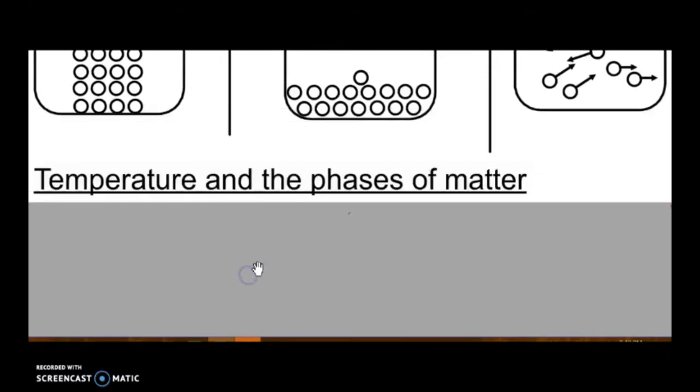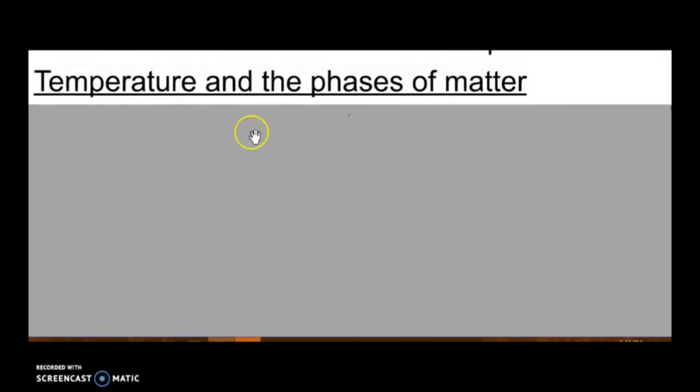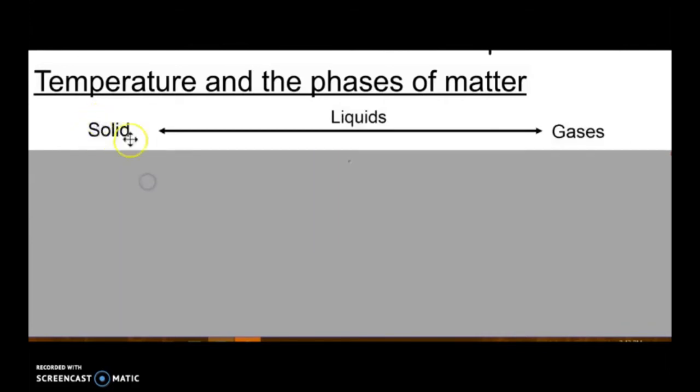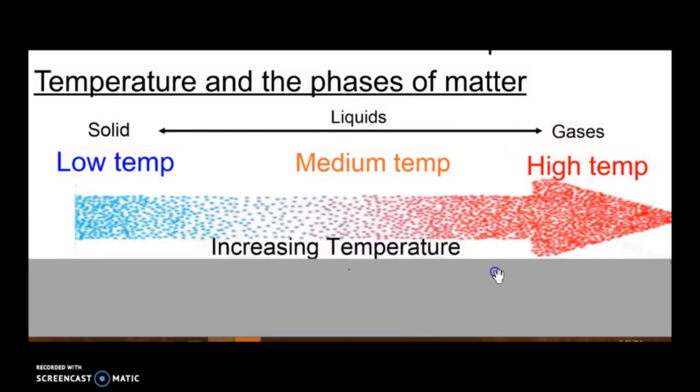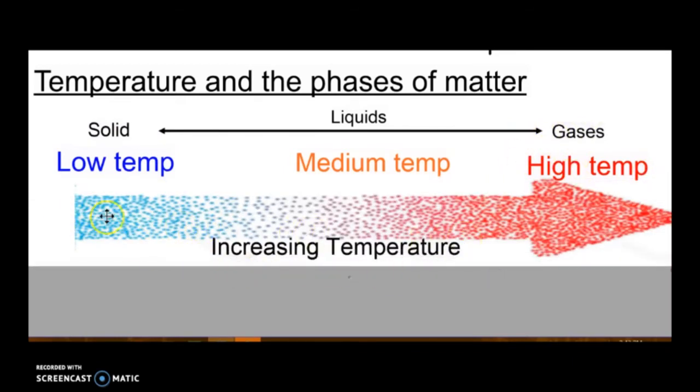So how temperature and phases of matter affect each other. Okay. So on the solid side, we have a lower temperature. On the gas side, we have a higher temperature. So no matter what material it is, it's a solid when it's at a lower temperature, and then if you get it hot enough, it'll turn into a gas. Okay, moving from left to right, increasing temperature. All you need is an arrow here showing the relationship that temperature increases as you move this way.